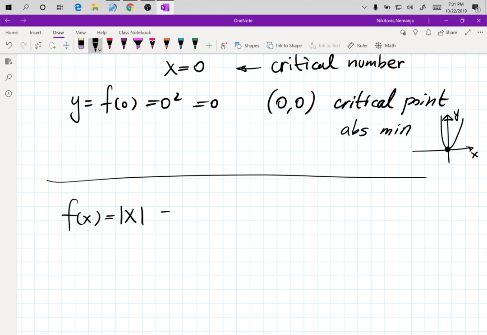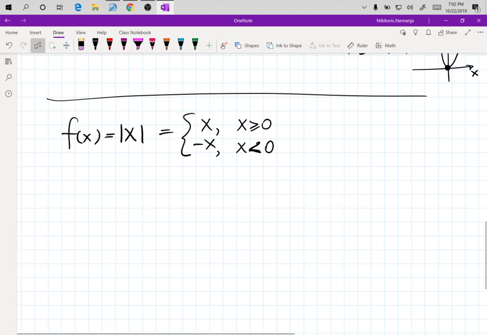Well, you recall that the definition for absolute value of x is x and negative x. So x for all values larger than 0, and negative x for all values smaller than 0. So you can represent your absolute value function as this piecewise function. Good. Now, what was the derivative of this function?